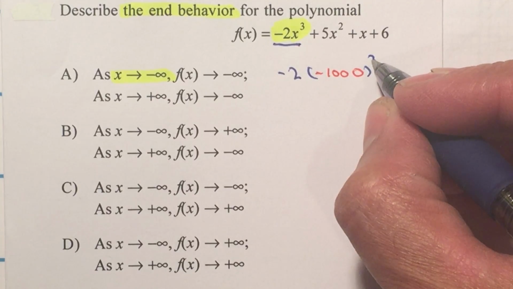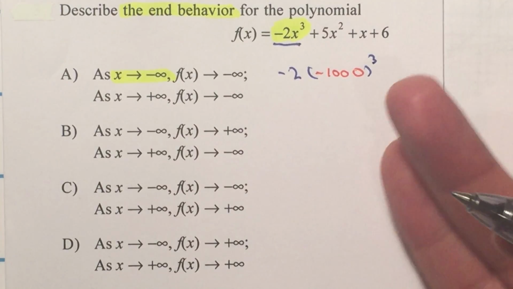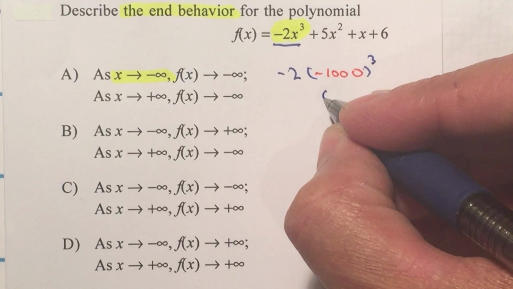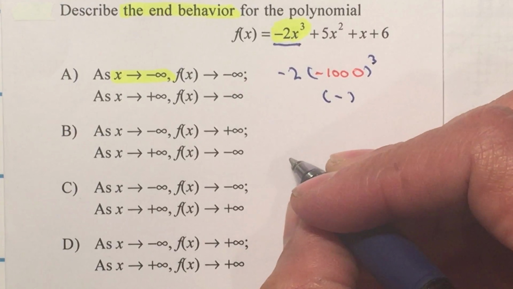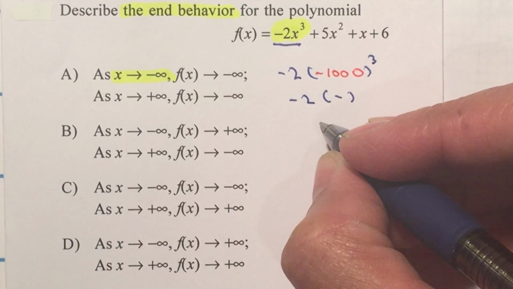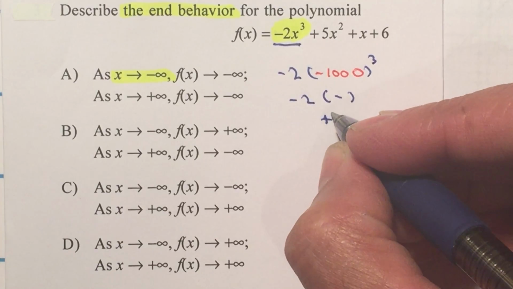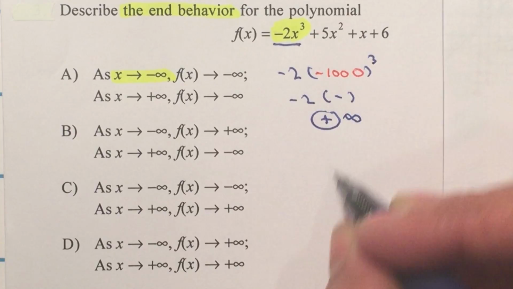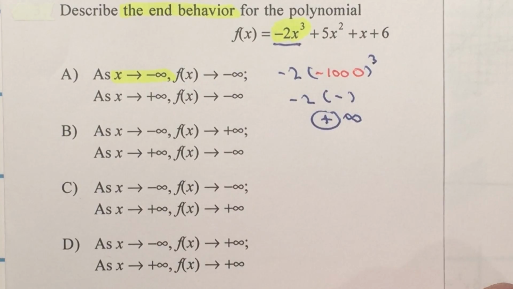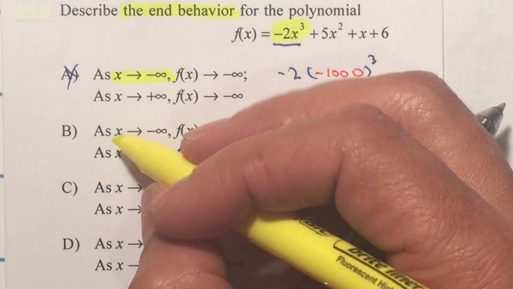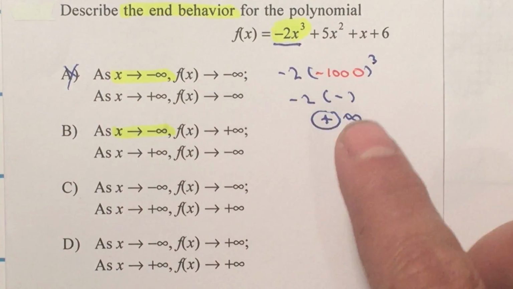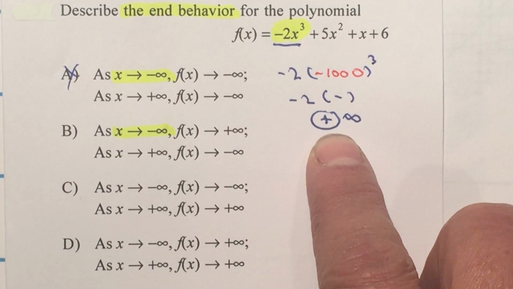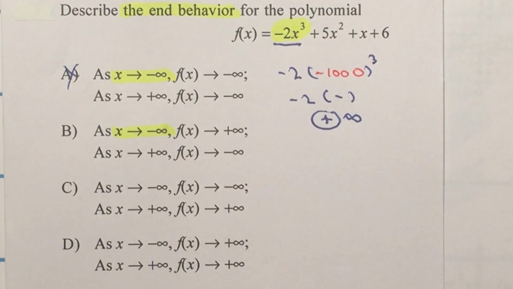Negative 1,000 to the third power is negative 1,000 times a negative times a negative. Your answer is going to be negative. Negative, a huge number, times a negative 2 is going to become a positive huge number. So therefore, it's going to approach positive infinity. So that's not it. So let's try letter B. As x approaches negative infinity, it's going to approach positive infinity, and that's correct.